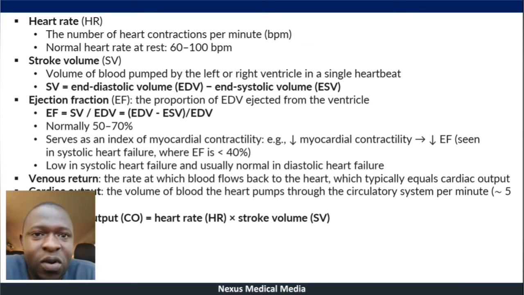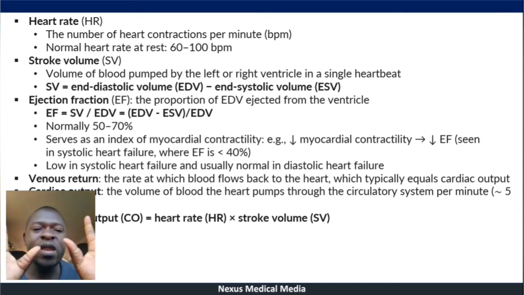Right. Again, now let's talk about these definitions. You need to know them. Heart rate. So I told you that heart rate is the number of heart contractions per minute, beats per minute. Usually it's 60 to 100 beats per minute, right? Next, you need to know stroke volume. What is this stroke volume? It's the volume of blood pumped by the left or right ventricle in a single heartbeat.